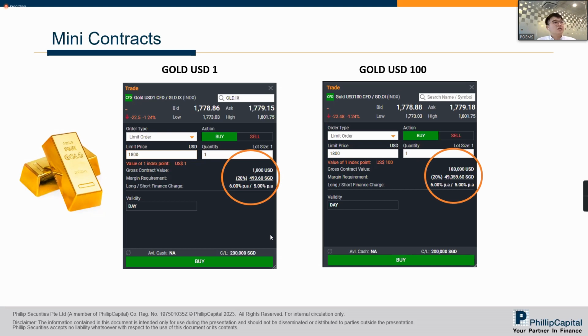Compared with the normal contract, Gold USD100, every one of the gold value is times 100. At 1,800, that is times 100, which is 180,000 US dollars you have to buy, even for just one gold. So the margin requirement you have to put in is about 50,000. Compared with others, we are more flexible, because we offer mini contracts as well. So no matter whether you have huge money or small money, you can trade gold as well.